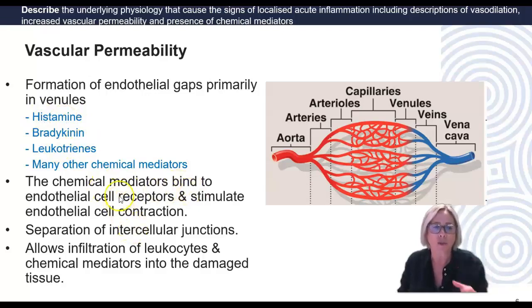Histamine will bind to a specific receptor on the endothelial cell and stimulate the endothelial cell to contract. So literally the contraction of the individual endothelial cells will cause them to pull apart, and you get the formation of a very little gap across which white blood cells can move through into the damaged area. And so what you're getting is separation of these intercellular junctions due to the endothelial cell contraction.